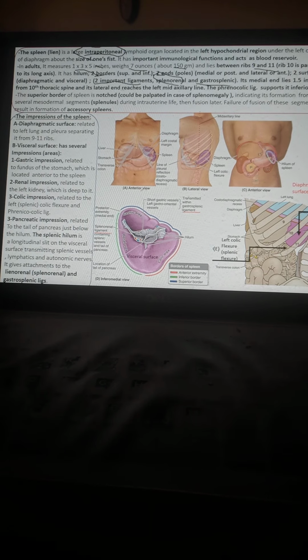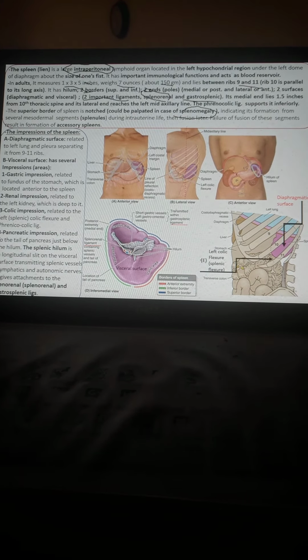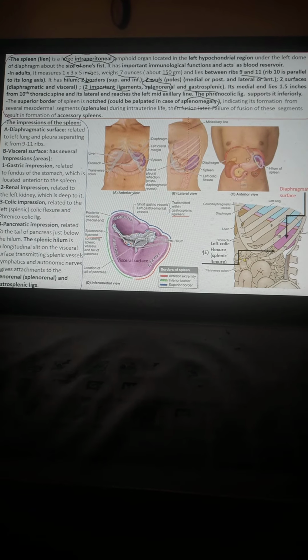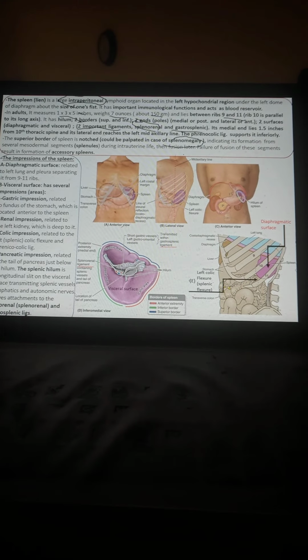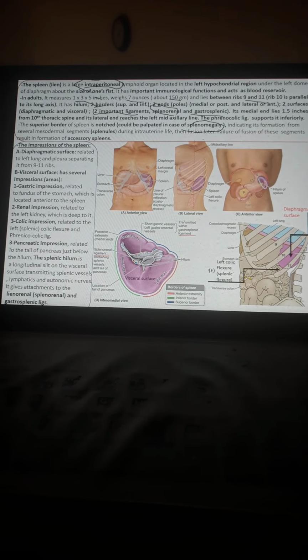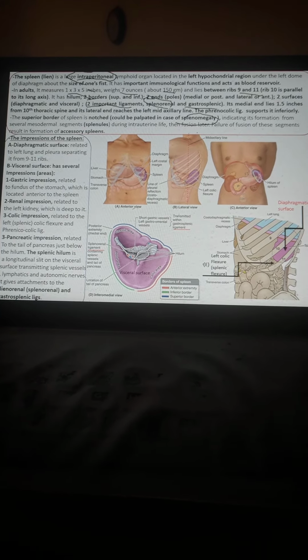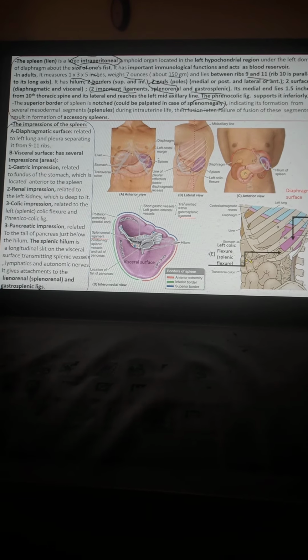When the spleen becomes enlarged, we call it splenomegaly. When it's enlarged, it can be felt under the costal margin. Normally, the spleen is not felt; it's felt only when it's large, like in some diseases, for example hemolytic anemia or blood cancer. Its notched upper border will be felt by hand.